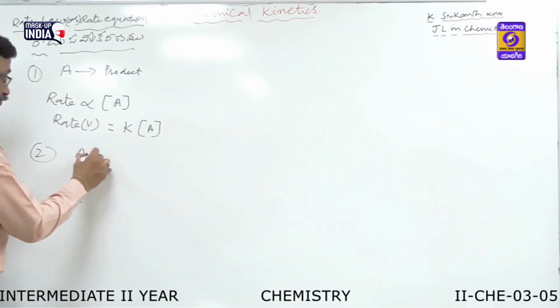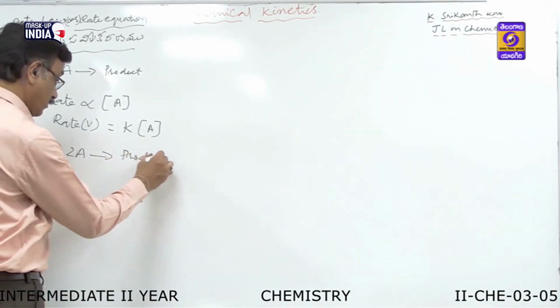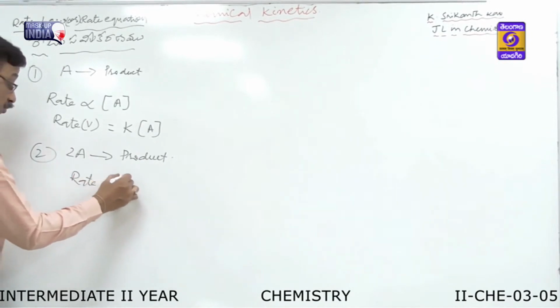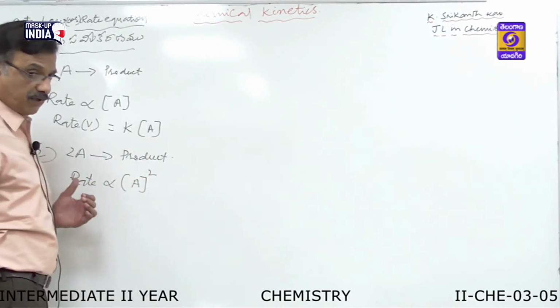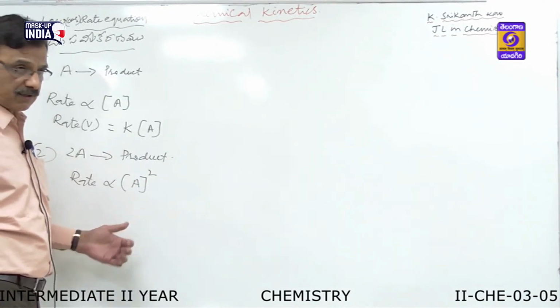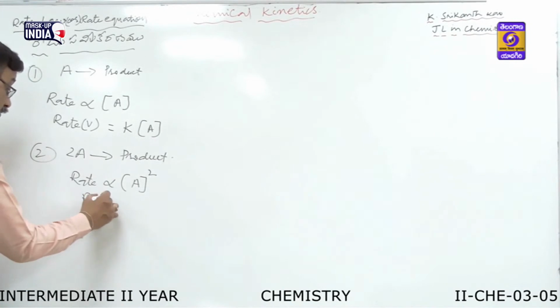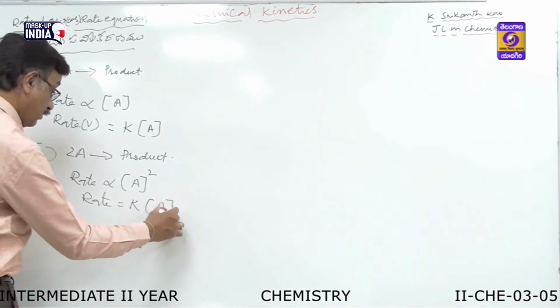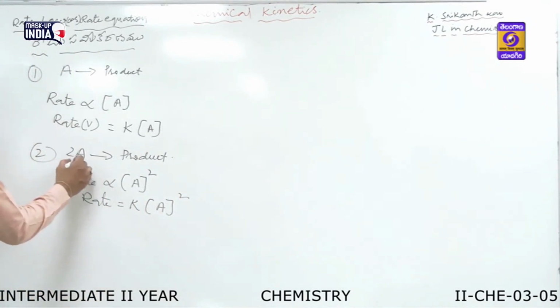Similarly, 2A changing to product. If you write the rate, rate is proportional to concentration of A to the power 2. ఇక్కడ 2 ఉంది కాబట్టి ఇది ఘాతంగా వస్తుంది. So rate equal to K into concentration of A to the power 2.